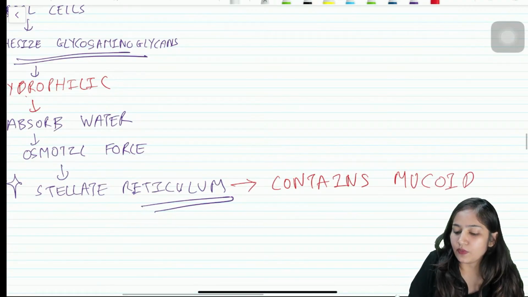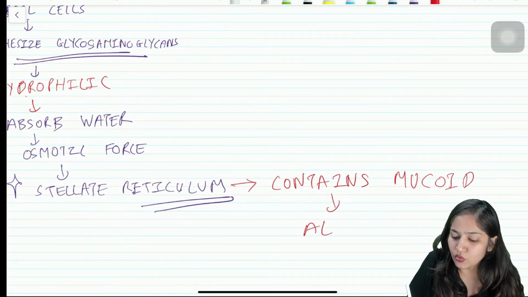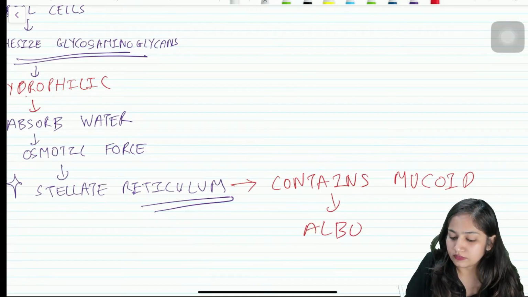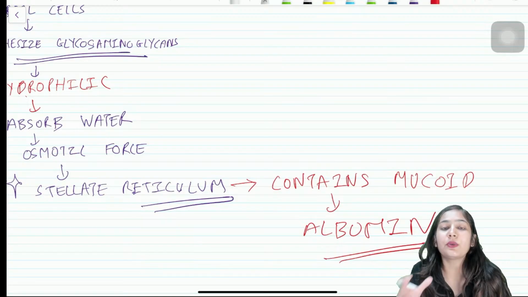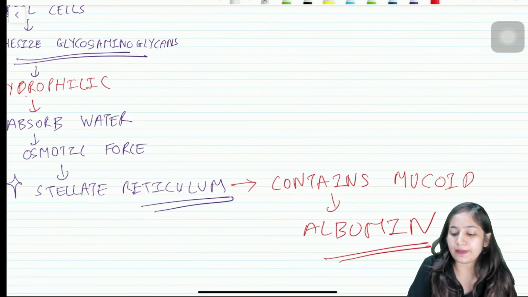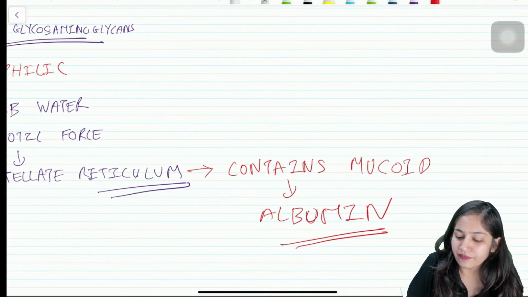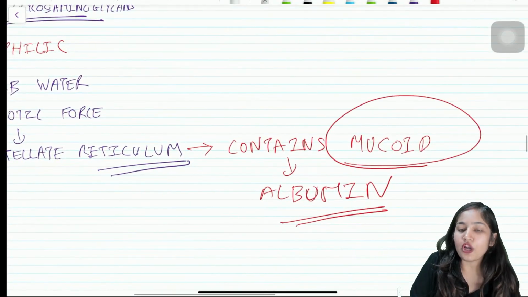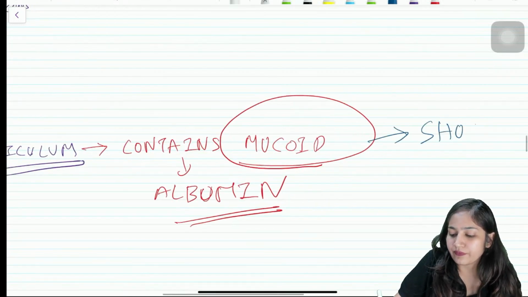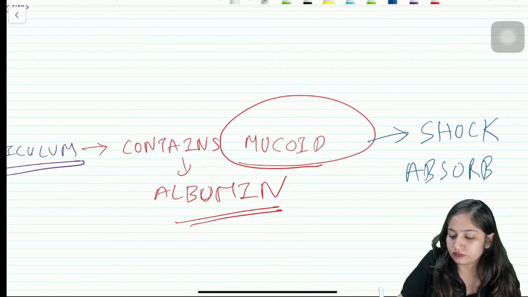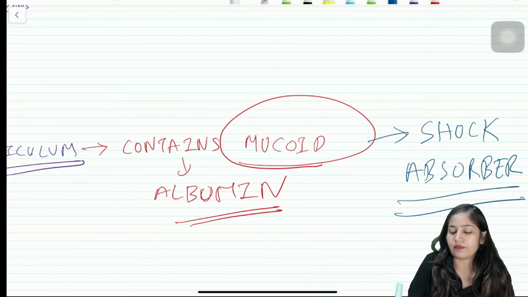Mucoid material which is rich in albumin. It will act as a shock absorber. It will provide a cushion-like consistency and protects the underlying enamel forming cells. It has a mucoid material which acts as a shock absorber. Shock absorber. Right?